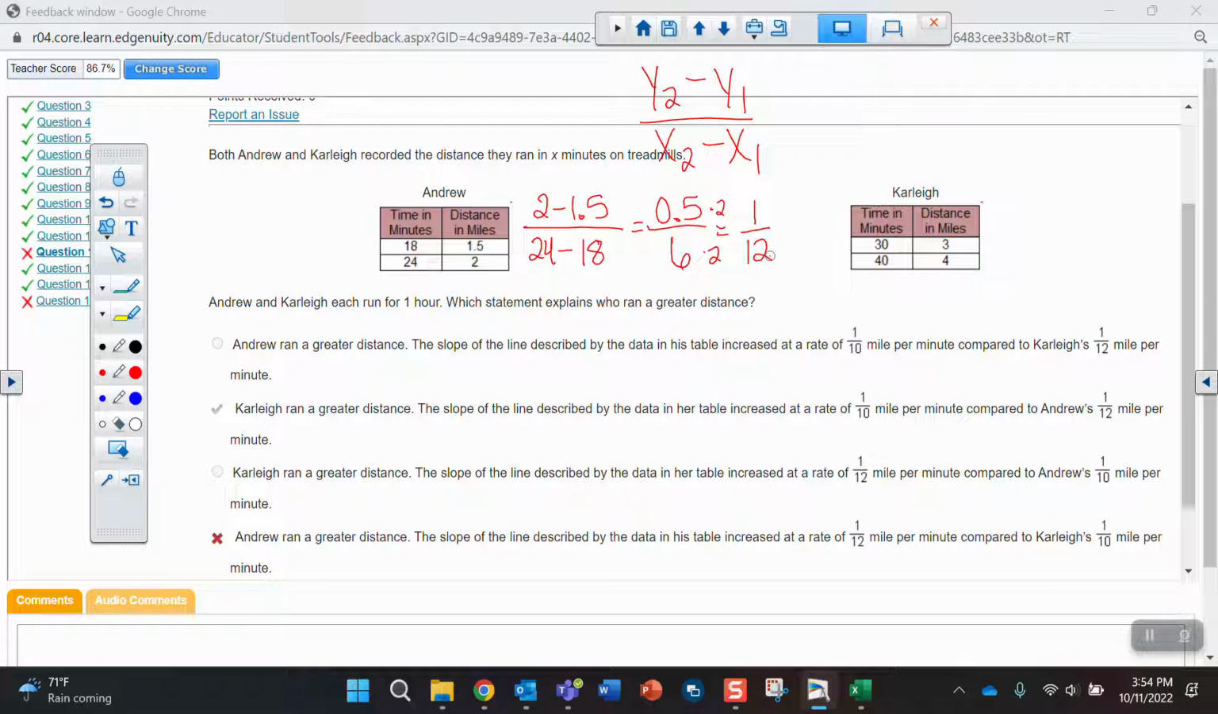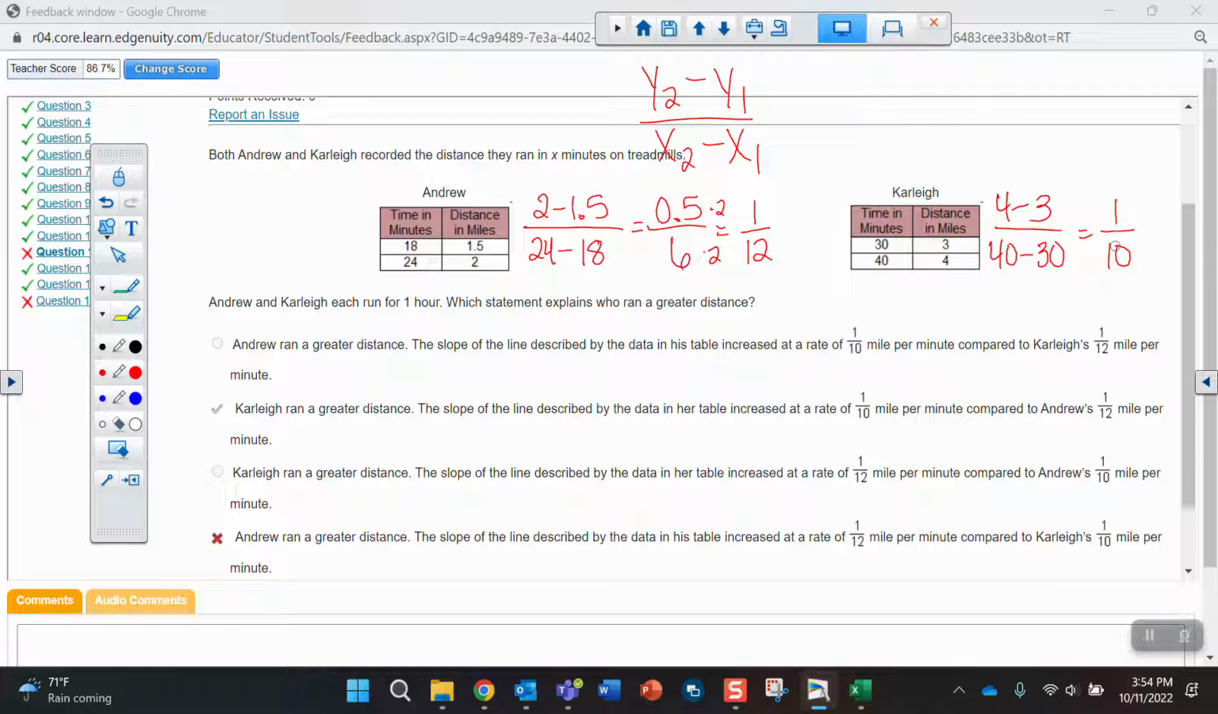Okay, let's check out Carly. 30 minutes for 3 miles, 40 minutes for 4 miles. So that's 4 minus 3 over 40 minus 30. This one's a little easier, 1 over 10. So that's 1/10 of a mile per minute.